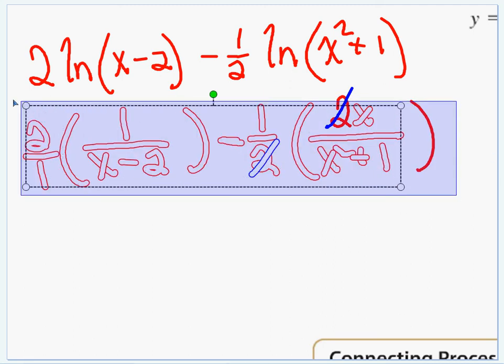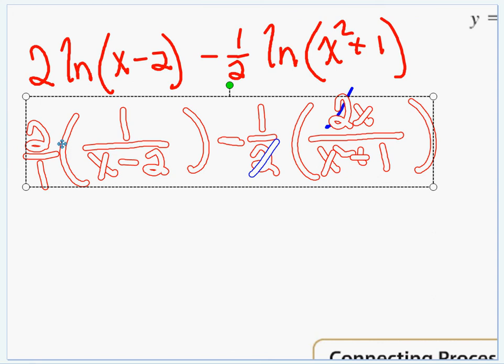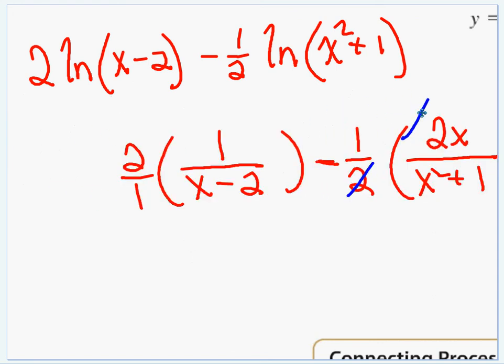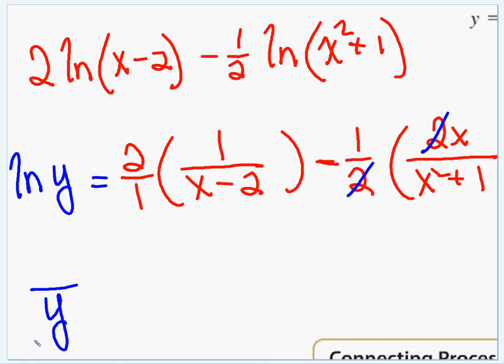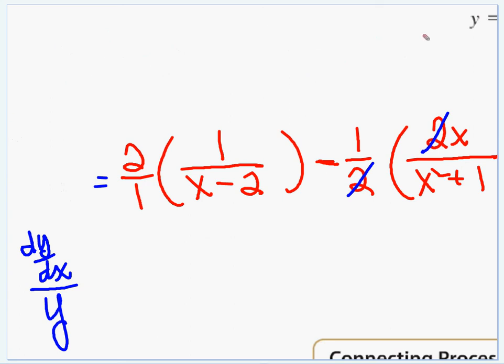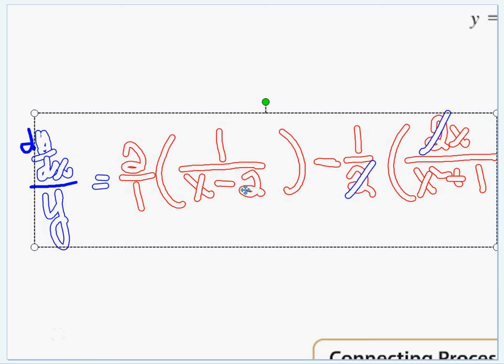Ooh, and I should have pointed out on this, I guess I did have room for my ln of y there. So this was equal to the ln of y, and we derived this side, so let's derive the natural log of y. When we derive that, what we are logging, y, becomes our denominator, and the derivative of that, y prime, or dy dx, is going to go right on top. Okay, so here we are.